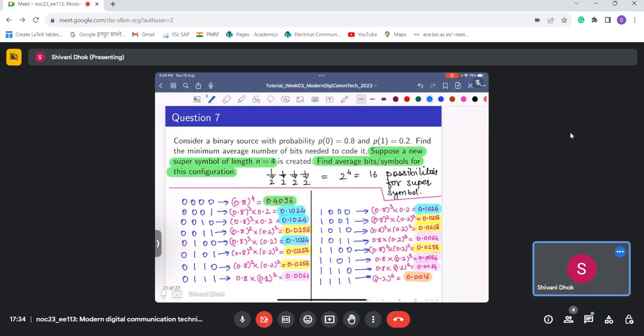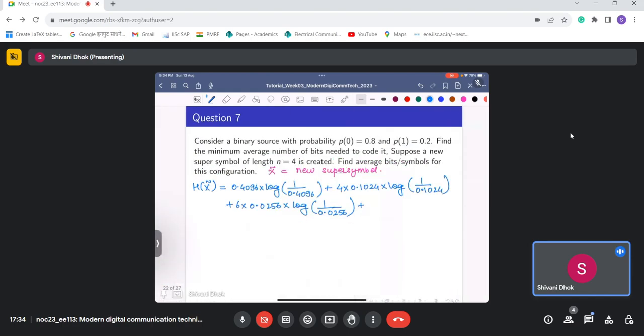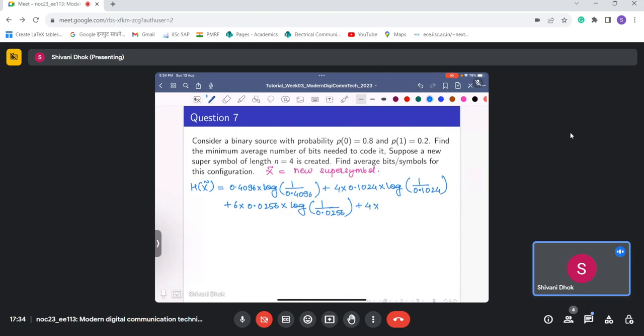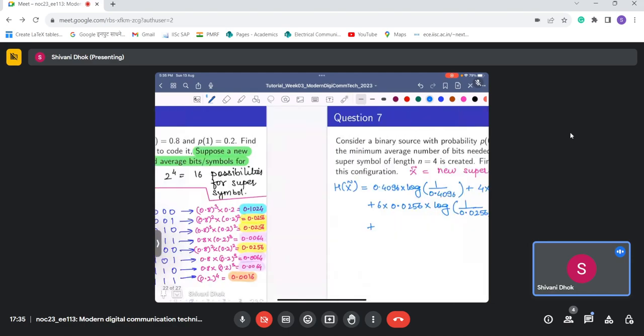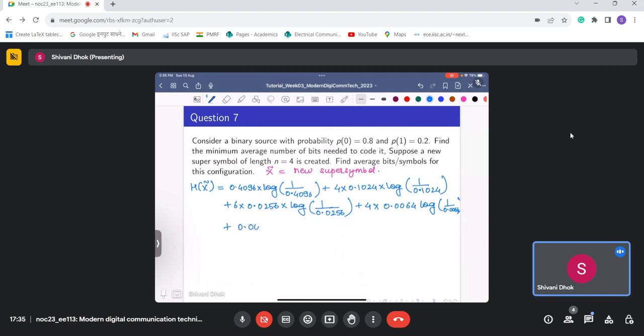plus the next factor is 0.0064, this appears 4 times, so this will be 4 into 0.0064 log of 1 by 0.0064, plus the last term is 0.0016, so this is 0.0016 into log 1 upon 0.0016. If you solve this on a calculator, what you obtain is 2.8877.